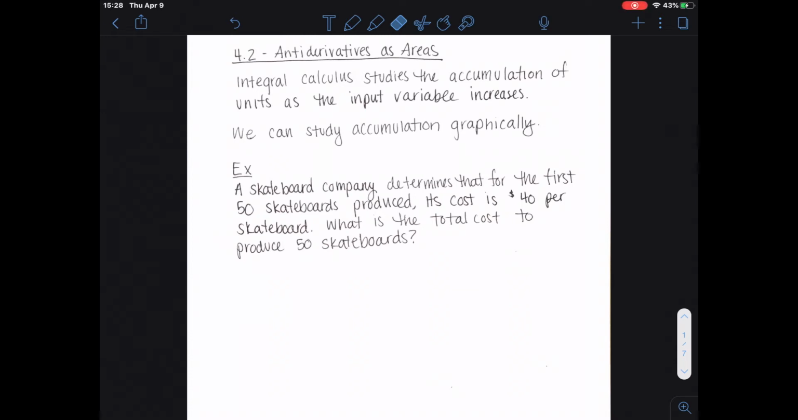So what we're going to do now is relate the antiderivative to a concept that's going to be dealing with areas under curves. So we've seen the derivative representing some type of rate of change. Integral calculus is going to study the accumulation of these units as this rate is changing. So we can study it graphically, and then we'll relate it to this antiderivative at the very end.